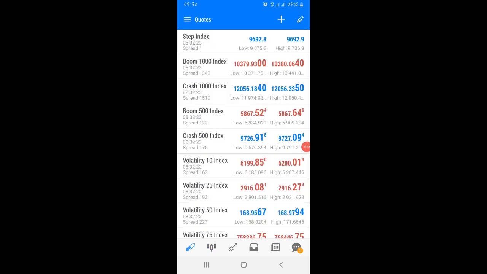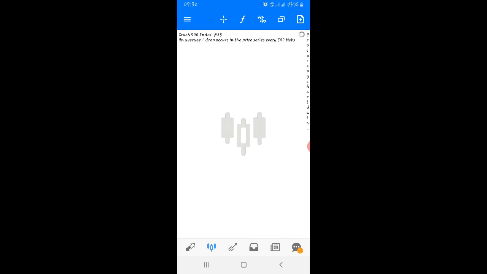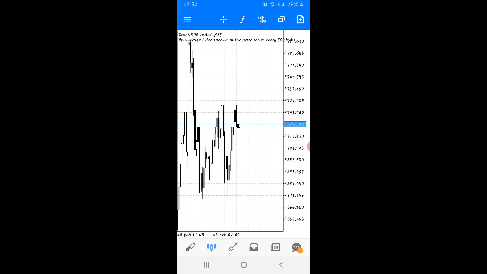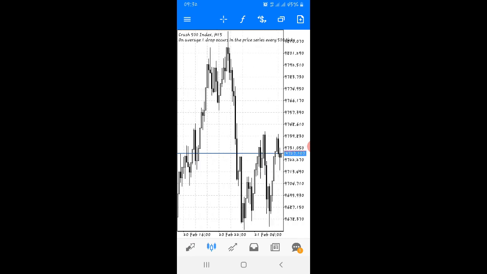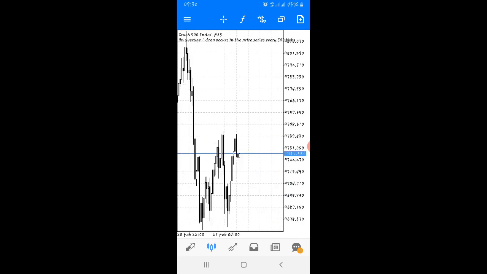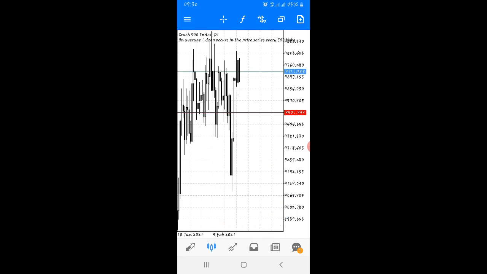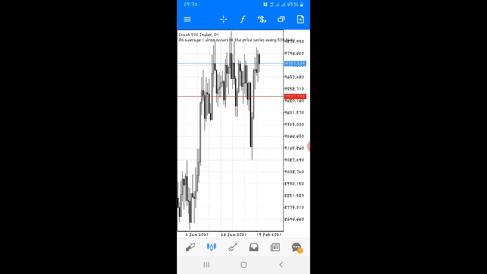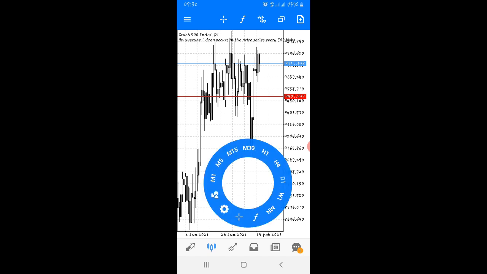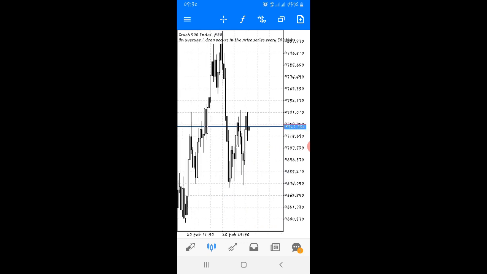So let's check on other currencies. Okay, this is crash 500. At this point, from the 1 day time frame, a direction has not been given for the crash 500. We don't have a direction here. So you don't enter this kind of market. You wait for a specified direction. The market must show you where it's going.